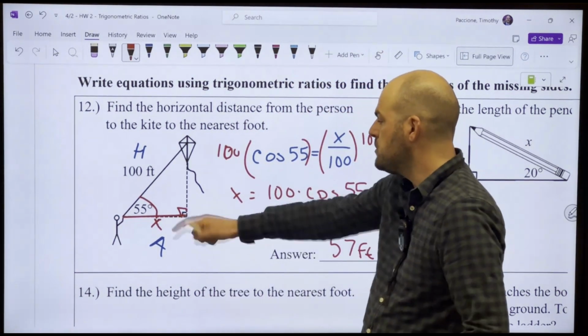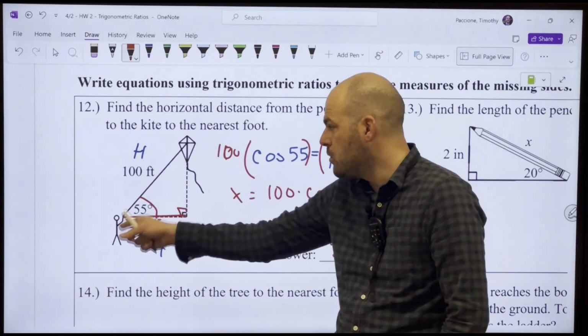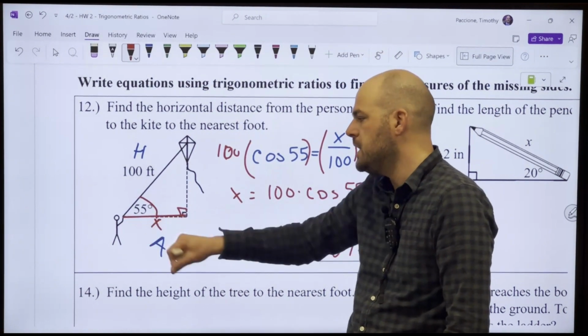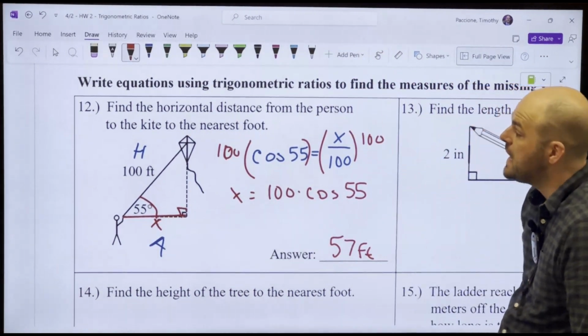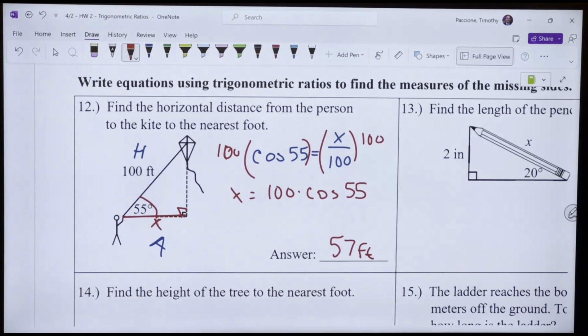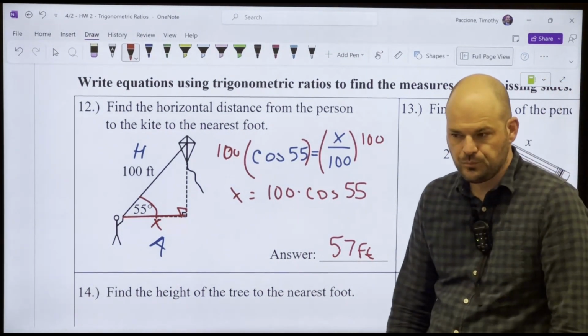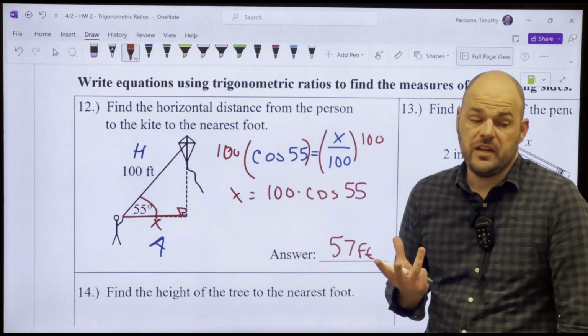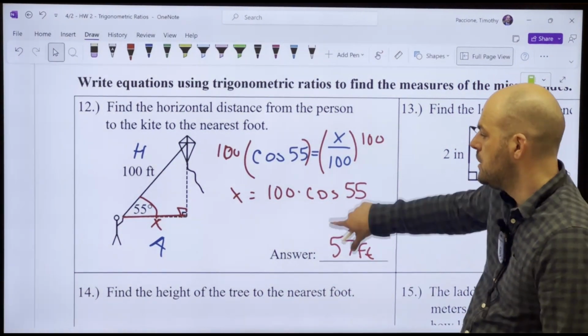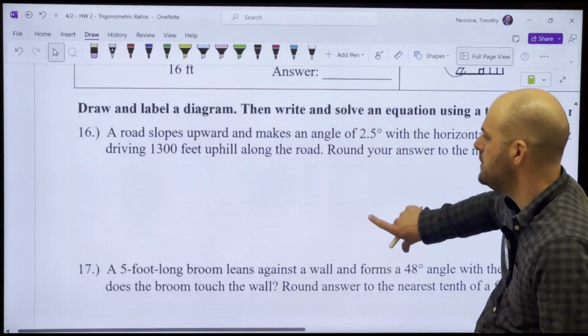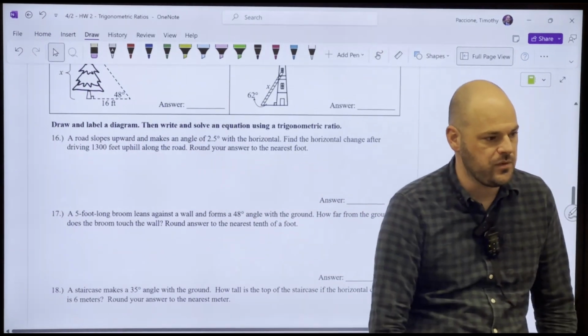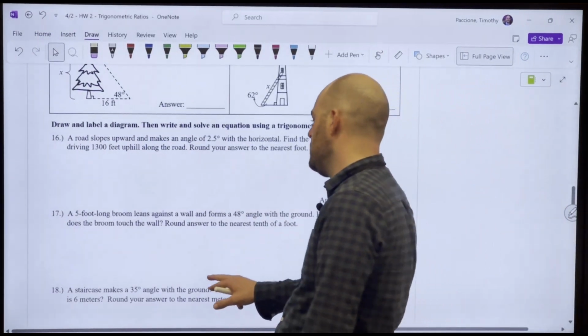And that's a reasonable number because the whole hypotenuse was 100, and it's definitely less than that. It looks like a little more than half of that, so 57 seems about right. Okay? Now, eventually you got to draw your own pictures. So let's go down to where that happened. 16, 17, 18. Any preference? 18. All right.